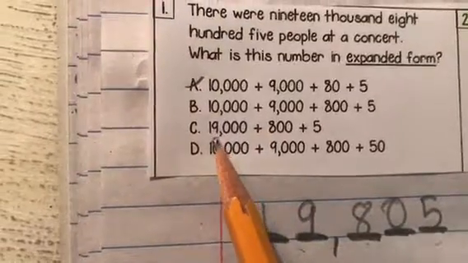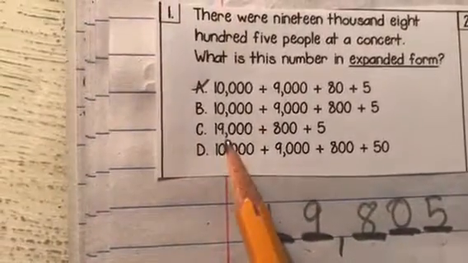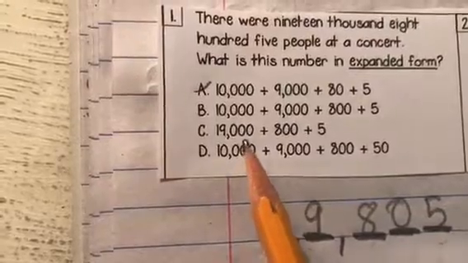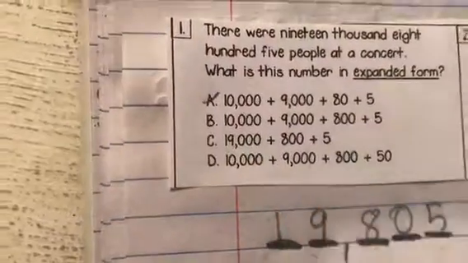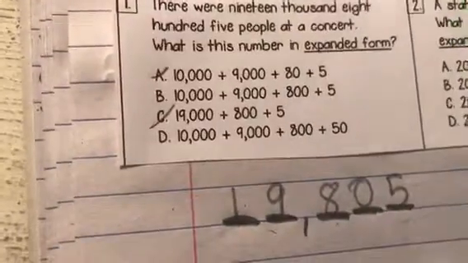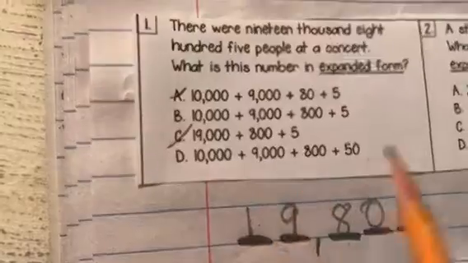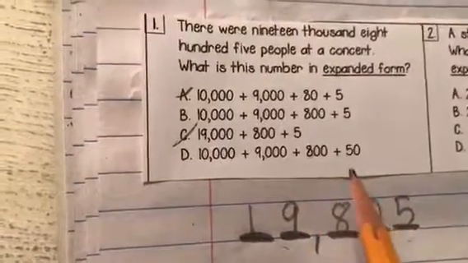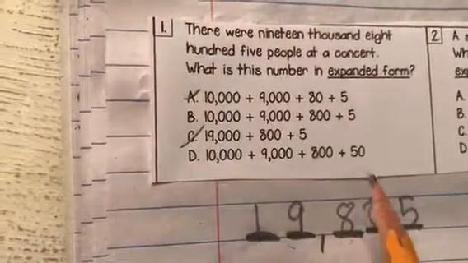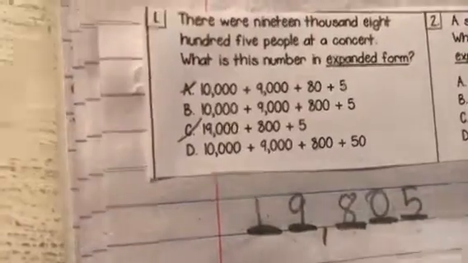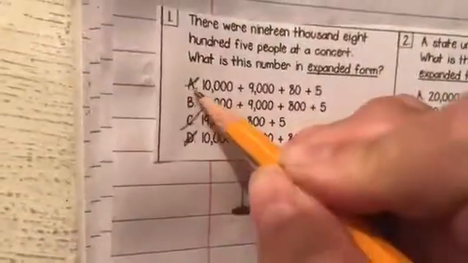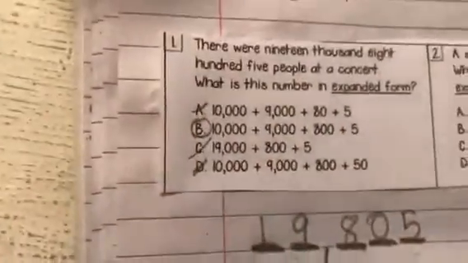C is wrong because you cannot leave 19,000 altogether. You need to break that down into the 10,000 and the 9,000. So that one would be wrong. The next one is 10,000, 9,000, and then they have 800. But instead of 5, they say 50. So that's where they fooled, or they're trying to fool you. So we'll cross that one off, and that confirms that the correct answer is B.